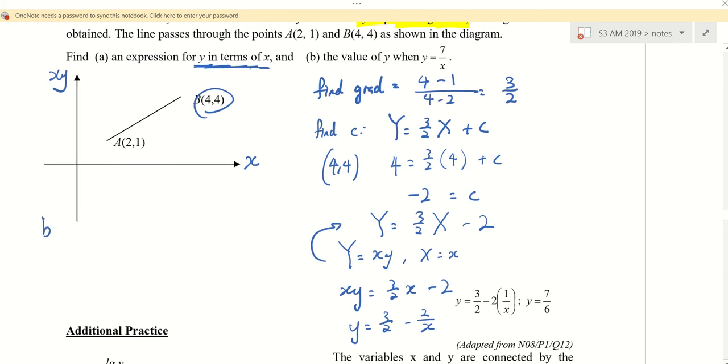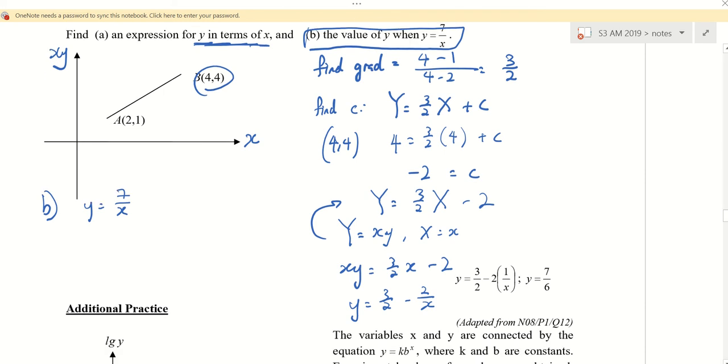Right, so B is something new. Find the value of Y when y is equals to 7 over x. Need not lah. Because they only want y in terms of x. But if you write it this way, it's even better lah.